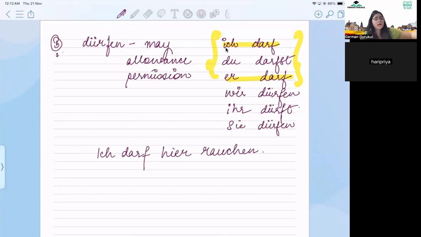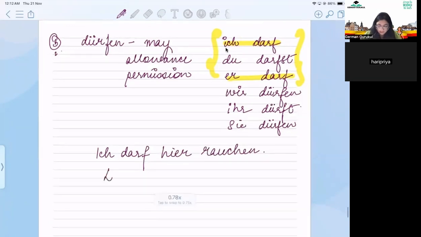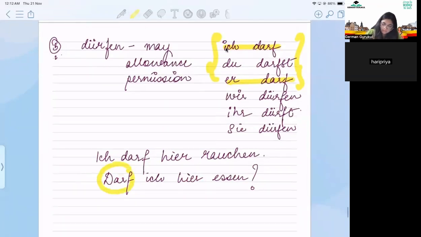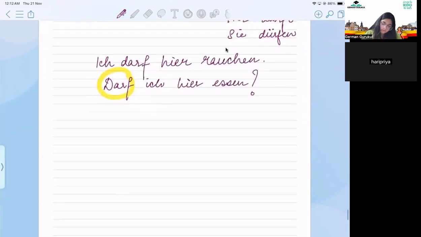Okay, and if I want to ask, may I eat here? Then, darf ich hier essen? Right? That will be a question. Okay, so the verb will go at first position. Clear? Haripriya, hello. Yes. Okay, so we have done dürfen also.